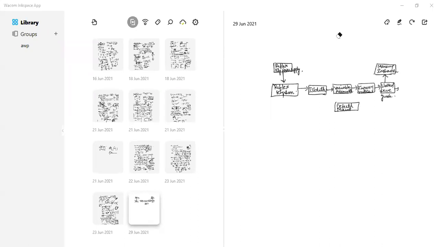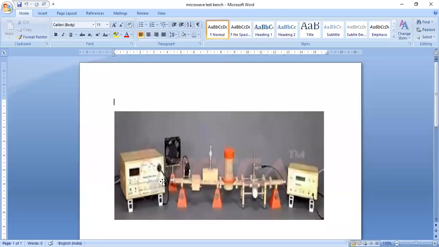Switch on the klystron power supply. Before switching on, as I told, the white color box is the reflex klystron power supply. It is something like your function generator box, but it's a very big one. Compared to a function generator, there are various knobs, like beam voltage and repeller voltage. Initially keep the beam voltage at minimum position and set the repeller voltage at maximum position.